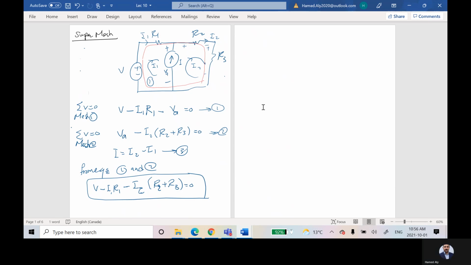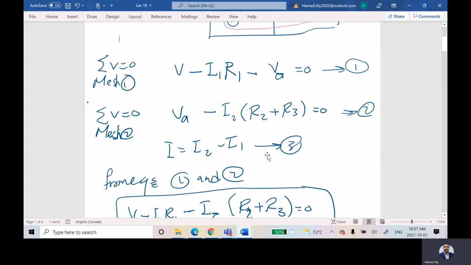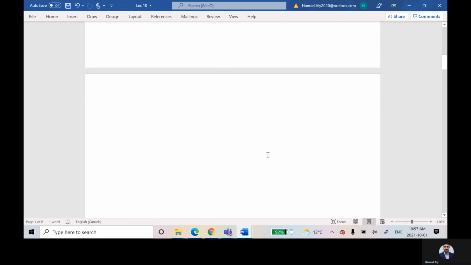Any question? Yes. I said for super mesh, there should be a current source in the branch connected between two different meshes. For nodal analysis, super node means I have two different nodes and in between there is a voltage source. Okay. Any other question? Now let us see an example, which is talking about that story. Example.